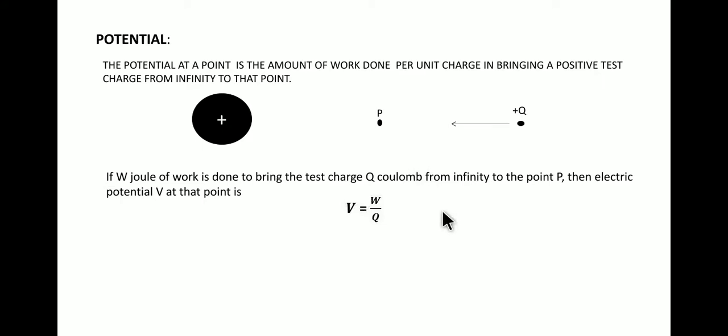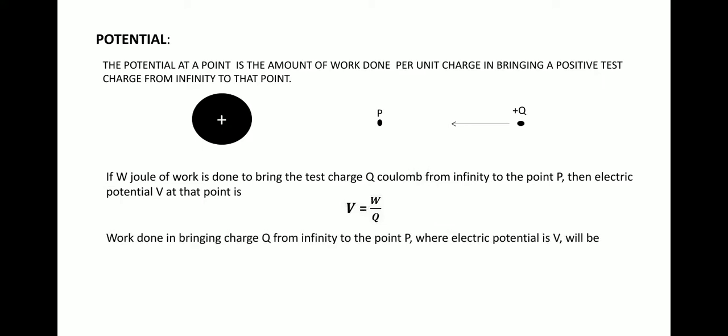All right. So work done in bringing charge Q from infinity to the point P, where electrical potential is V, that is the work will be equal to Q into V. This is given by the cross multiplication of V and Q. So W is equal to V multiplied by Q.